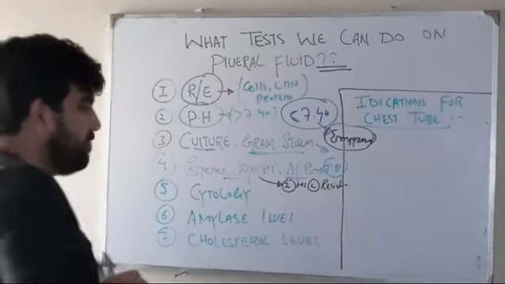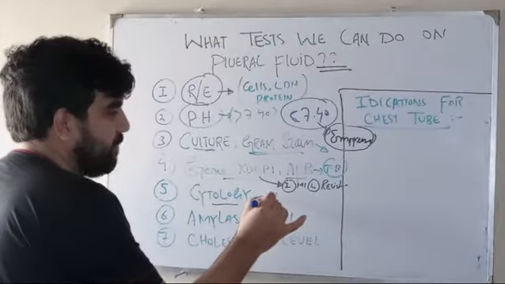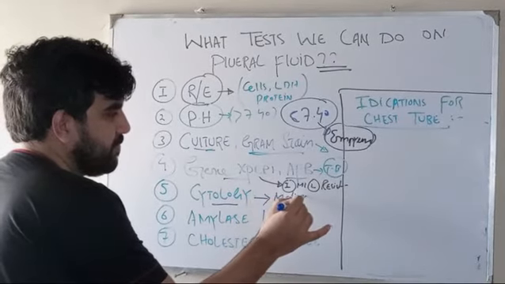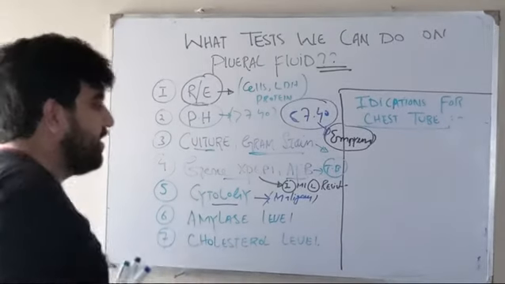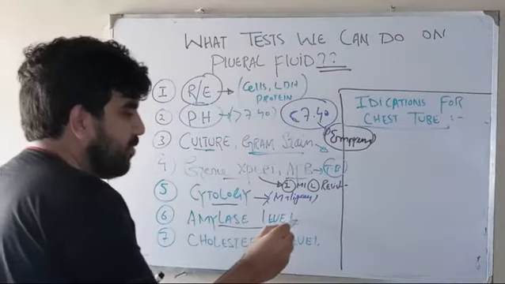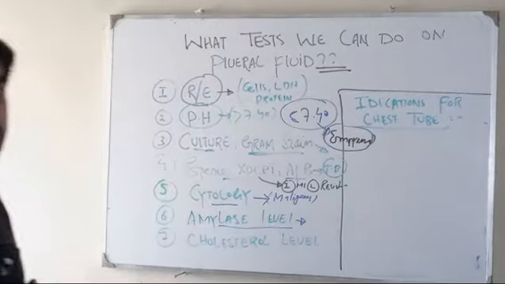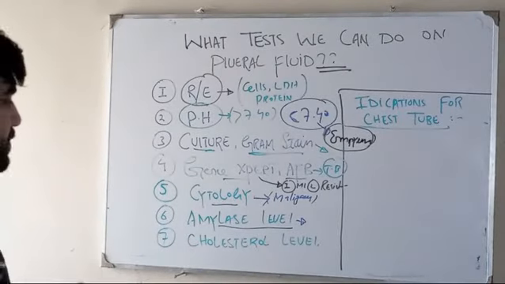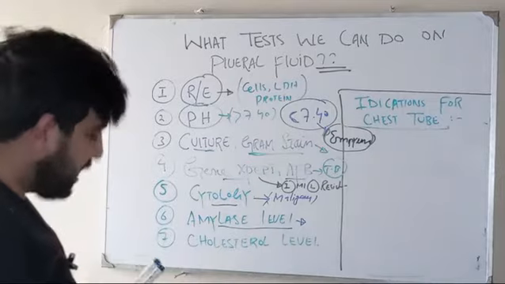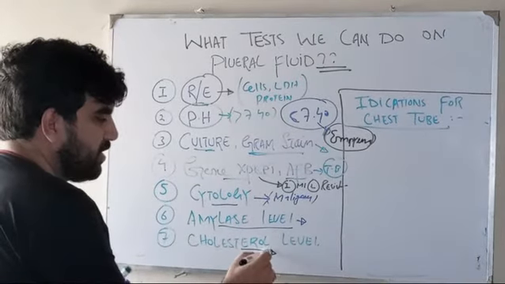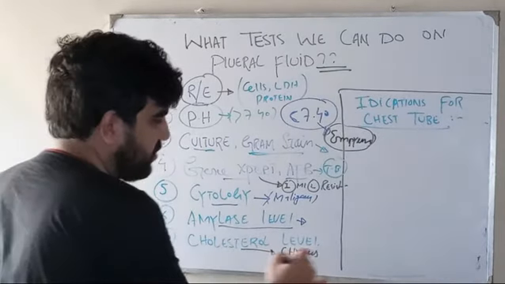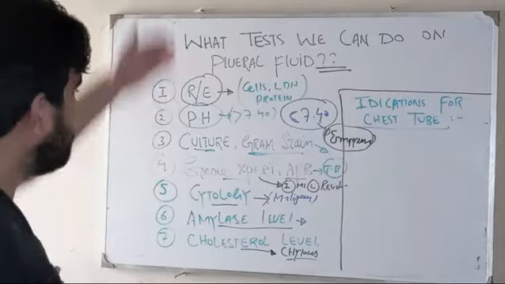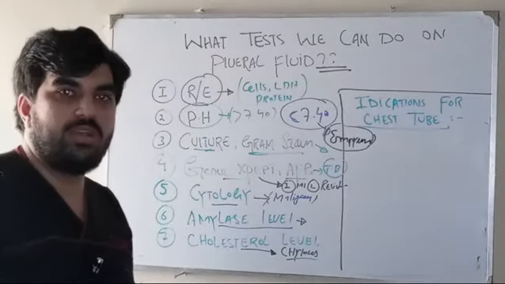Cytology can help us in malignancies. If there are abnormal cells, it can help us find out whether a malignancy is the cause of the effusion. Amylase level can tell us about pancreatitis, because we know that pancreatitis can cause effusion. The cholesterol level and the triglyceride level help us in cases of chylous pleural effusion. So these are the tests that we do on the pleural fluid.